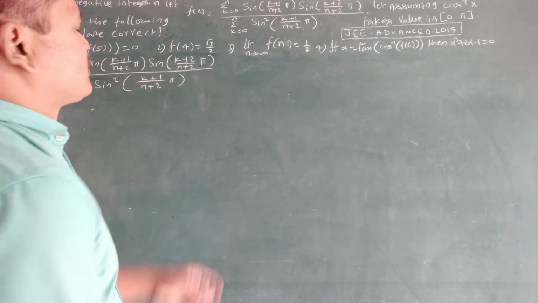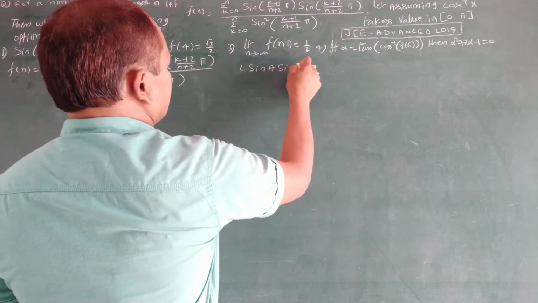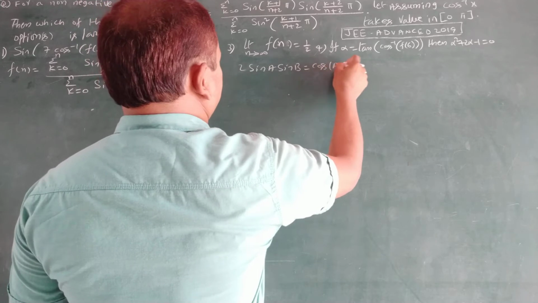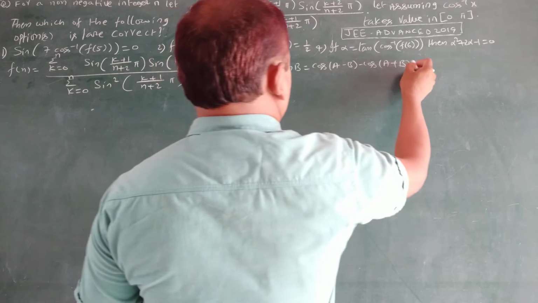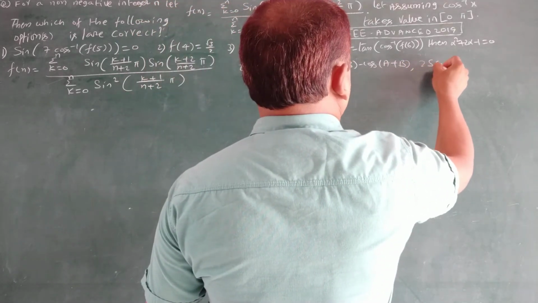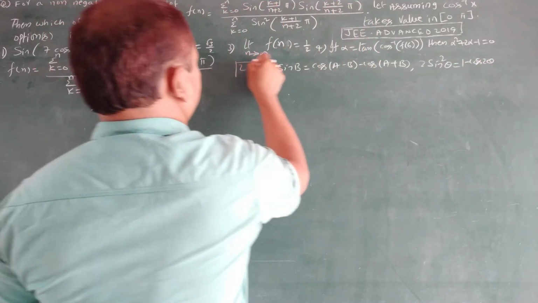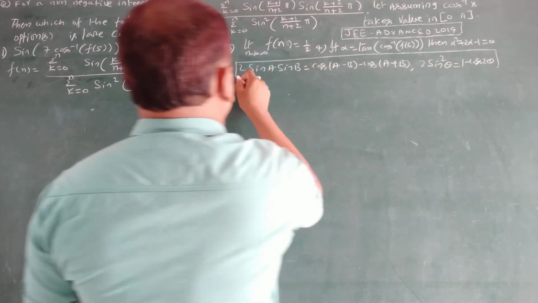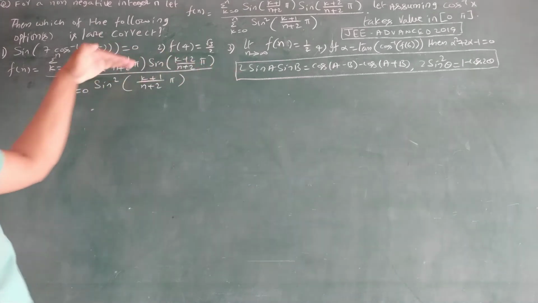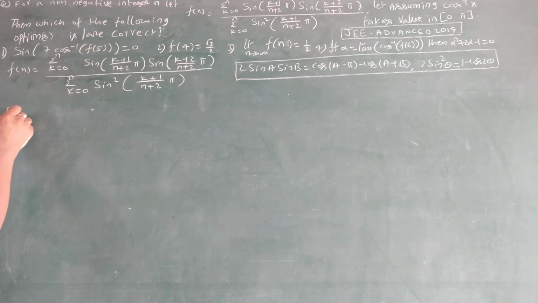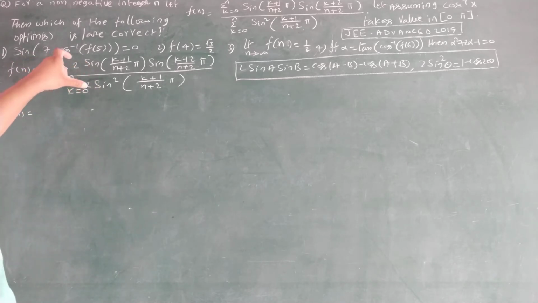Now this depends upon formulas. Here we have to write two formulas: 2 sin a sin b = cos(a − b) − cos(a + b), and 2 sin²θ = 1 − cos 2θ. Now from these two formulas we have to rewrite both the numerator and denominator. In the numerator we apply the first formula. Then for f(n), we divide and multiply by 2, so divide both the numerator and denominator by 2.